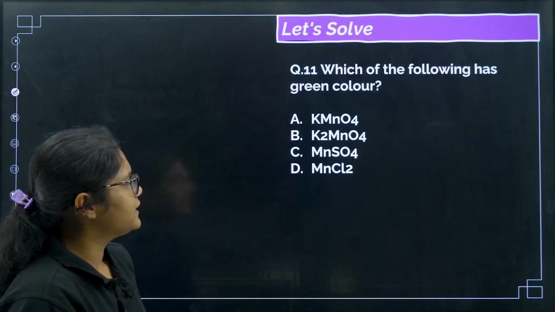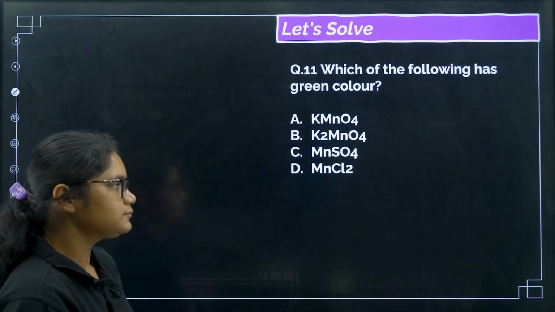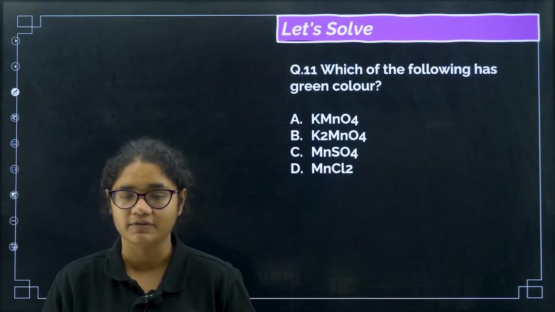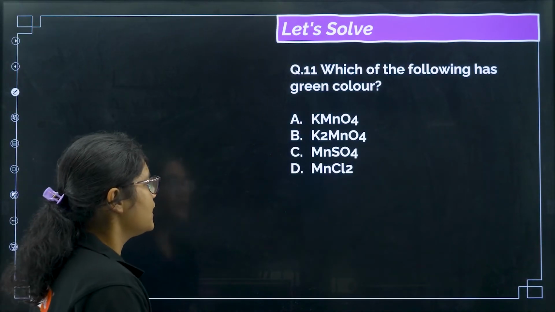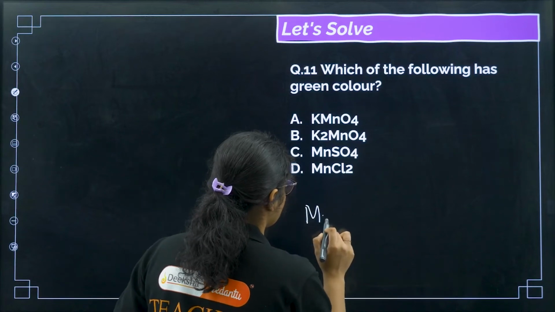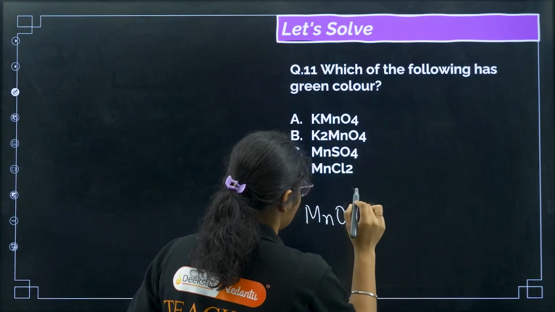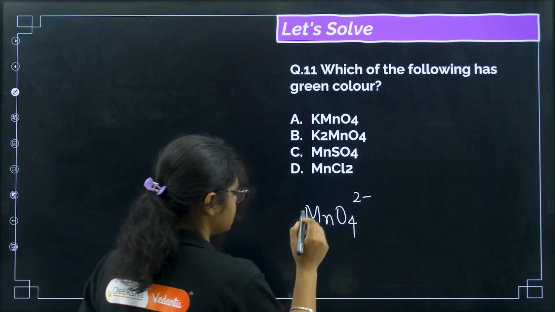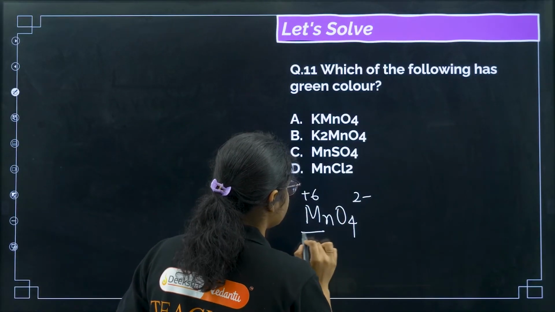Fine. Which of the following is green in color? If you remember, we will be studying about the color of the compound, okay. The manganate ion, MnO4 2 minus, is green in color, okay. So this is your plus 6 state, this is green in color.